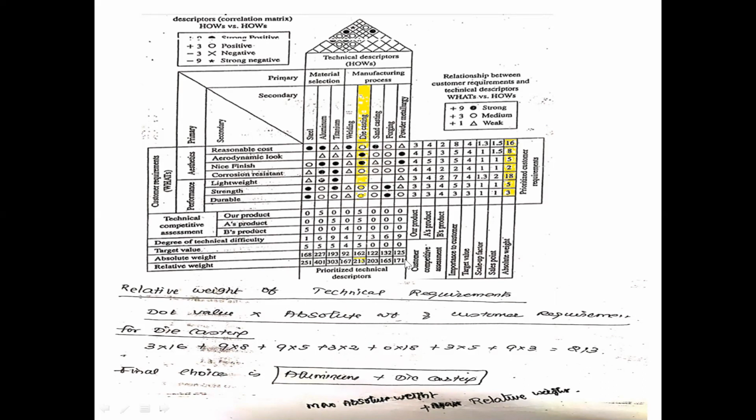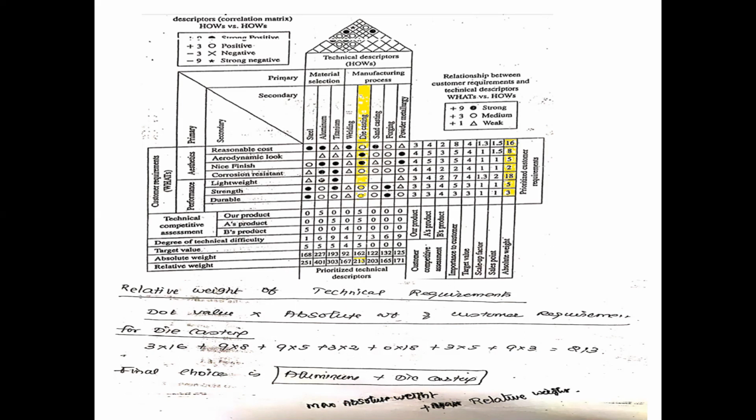By seeing these values, you can understand that 227 is the highest value for aluminium, the absolute weight. The relative weight 213 is the highest value. So we have to choose, for our cycle, the handlebar made of aluminium, manufactured by die casting. This is the interpretation from this drawing. This way, we have to construct the house of quality.